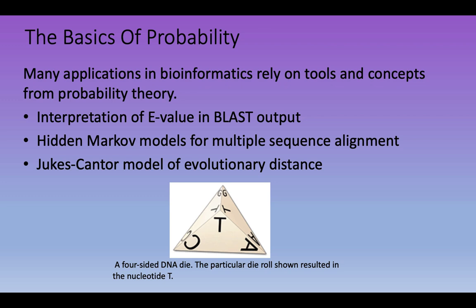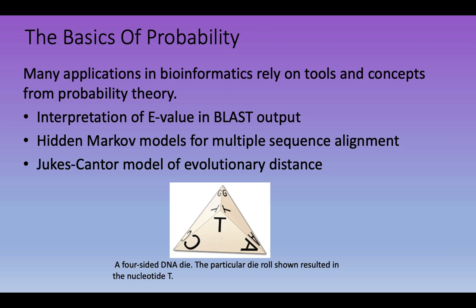As bioinformaticians, it's especially important to us because almost all of the tools that we use rely on some sort of underlying probability structure. Whether we're talking about e-values in BLAST or hidden Markov models for multiple sequence alignments or calculations of evolutionary distance in a Jukes-Cantor model, we're always thinking about these probabilities.